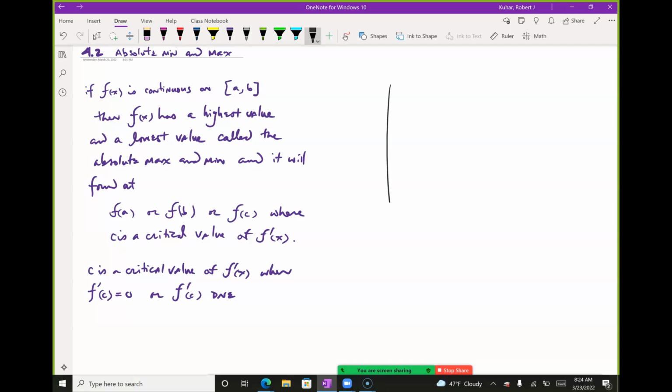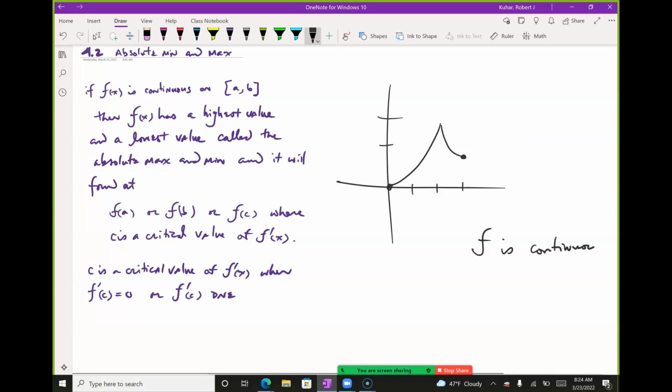So let's just look at a quick sketch. This is me just making this up. So I'm going from 0 kind of to 3. And there's my function, right? F is continuous, clearly, right? On [0, 3]. And it's pretty clear that I see the minimum at 0, 0.